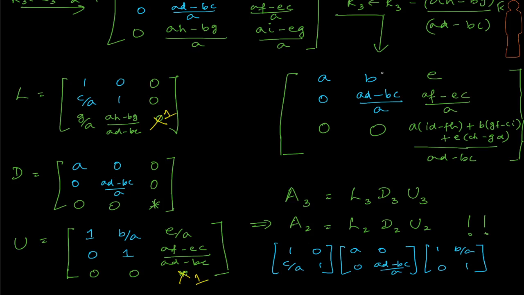Since I am dividing this by A, this will be B by A and E by A. You can look at this here. Similarly here, this will go to 1. This one will be AF minus EC by AD minus BC, right? So that's what we have here, and the last one will become a 1.